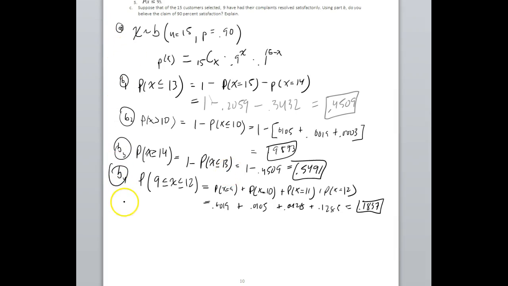And then B5 is, oh, my computer's doing something funny. Okay.